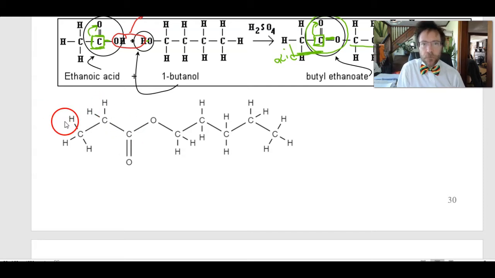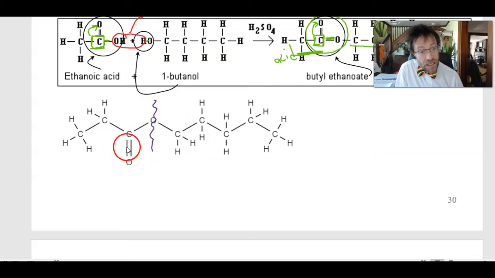Well, the first thing we're going to do is look at it and see, okay, here's my double bonded oxygen. Remember, esters, we're going to split it. We're going to divide it down that oxygen, right? And so here I have my double bonded oxygen.